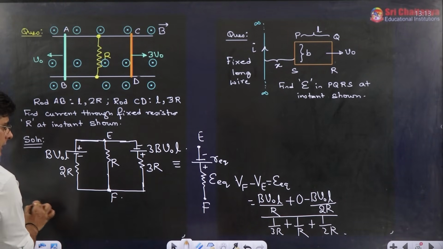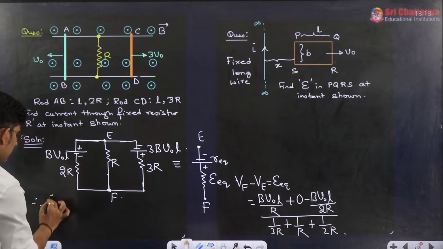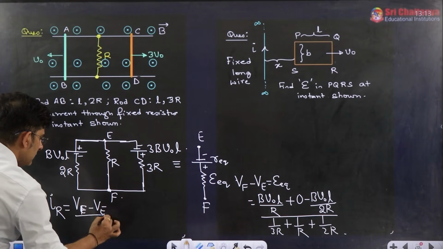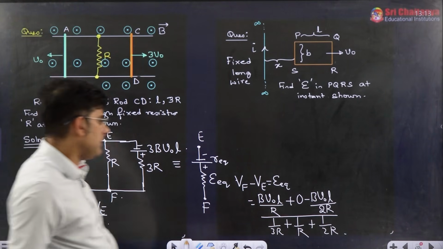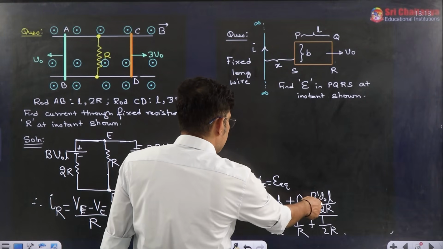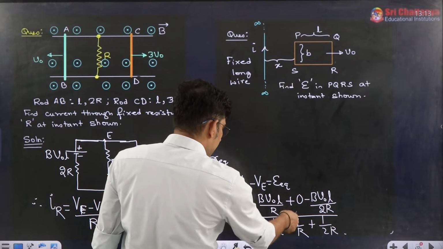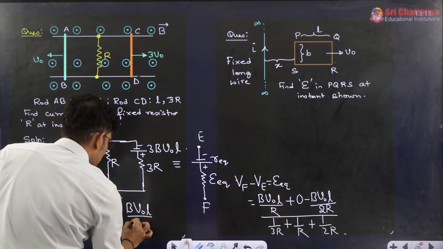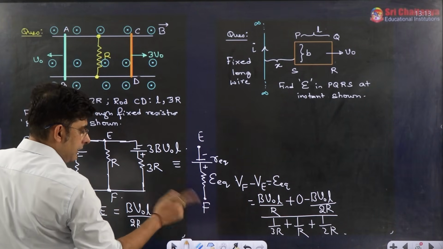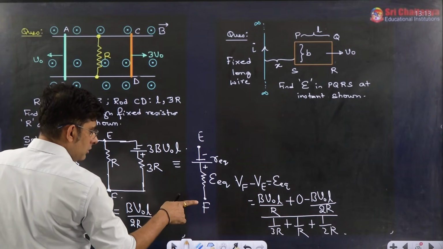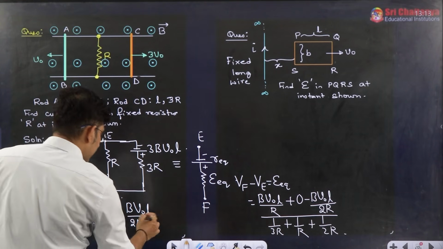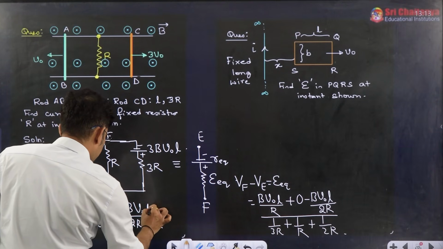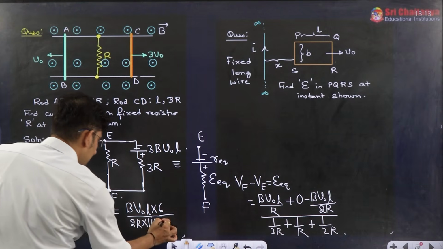So from here, ultimately, current is asked through the resistor R. We can say it is simply VF minus VE divided by R. So we got VF minus VE from here, which will become B V naught L by R minus B V naught L by 2R, which will become B V naught L by 2R, and in the denominator we have, taking LCM as 6, so 2 plus 3 is 5, plus 6 is 11, by 6, and here we have one more R.